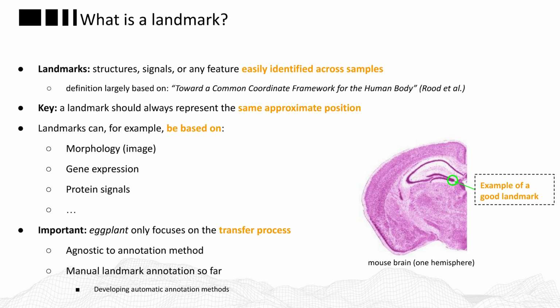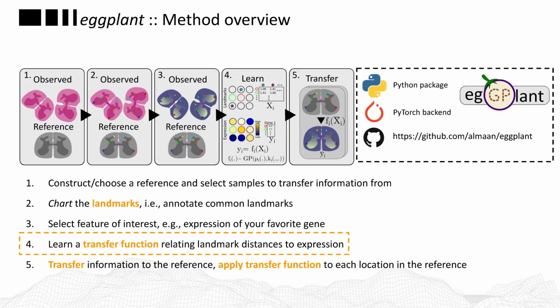Now, just to give you an example of what could constitute a good landmark, if we look at this hemisphere of the mouse brain, this tip of the dentate gyrus would, in my opinion, be a really nice landmark, because it's very easy to spot and identify just based on its morphology, and assuming that you're at the same depth within the mouse brain, it corresponds to the same approximate position within all of the different samples. Okay, so those are the landmarks.